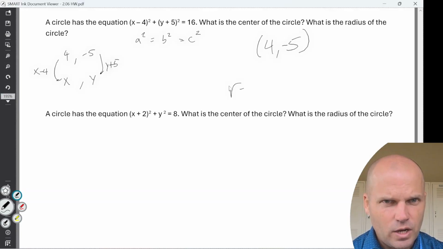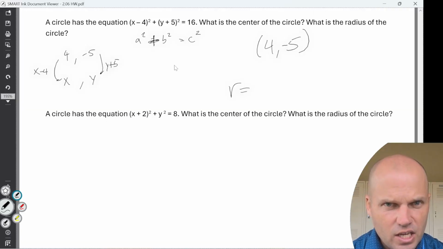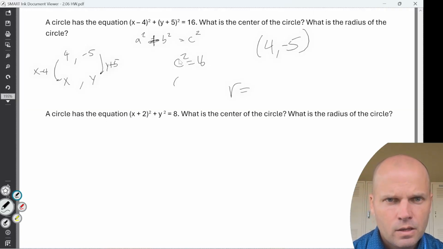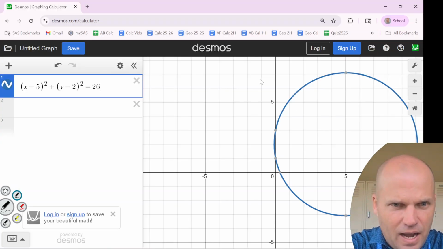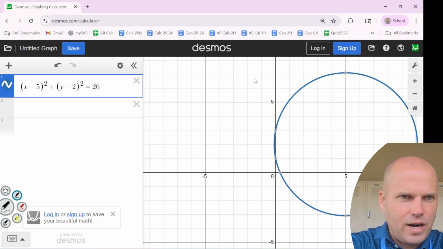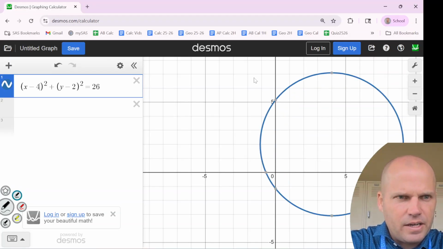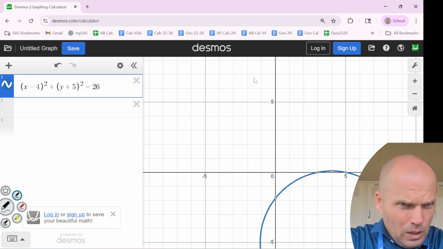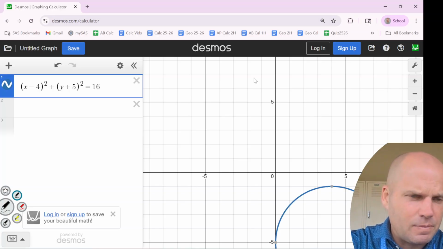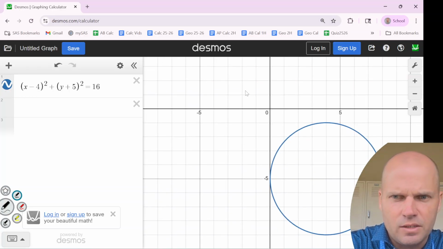What is the radius? Well, the c squared is 16, so that means the c has to be 4. Now, what's another way to do this? If I'm allowing you to use Desmos, graph it. x minus 4 squared plus y plus 5 squared equals 16.